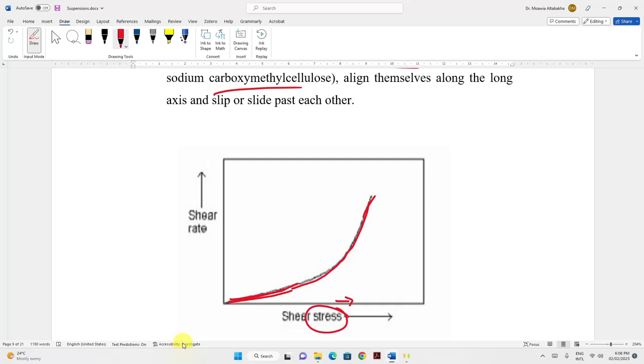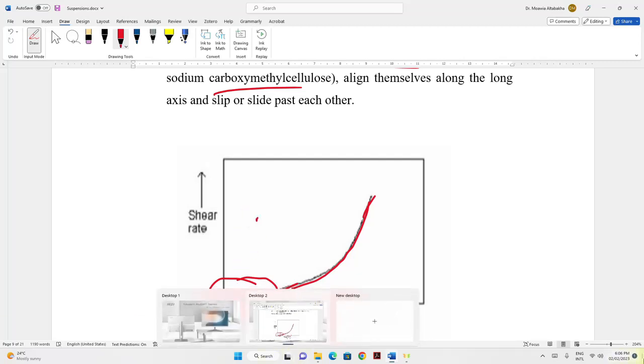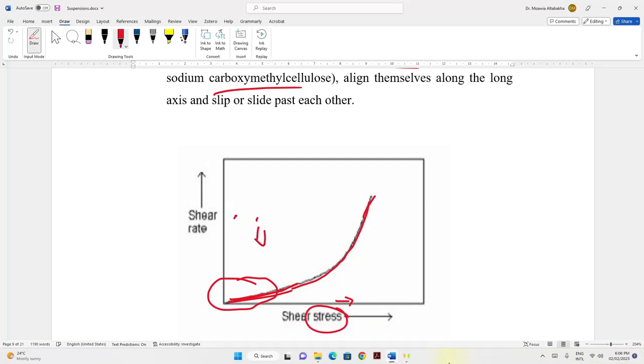What is the good thing about this pseudoplastic flow? The good thing is when your container or bottle that has suspension is on the shelf, what you need is your vehicle to be viscous. Why do you want your vehicle to be viscous when it's not moving, when you are not shaking? Because you don't want the particles to settle down quickly. At stationary, the viscosity of the vehicle should be a little high so that the particles do not settle quickly.